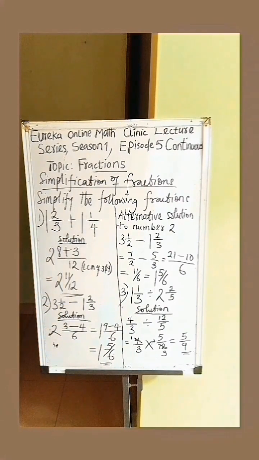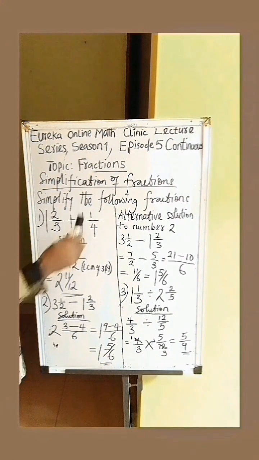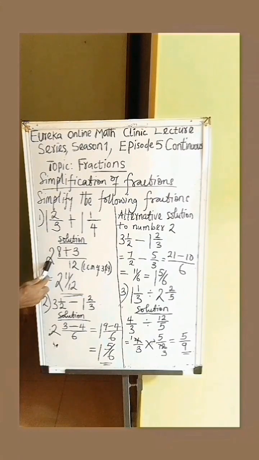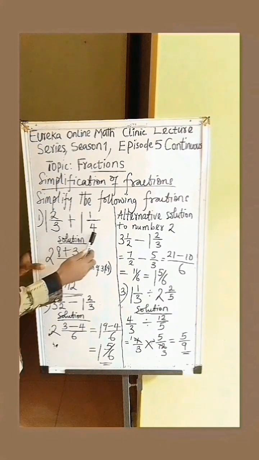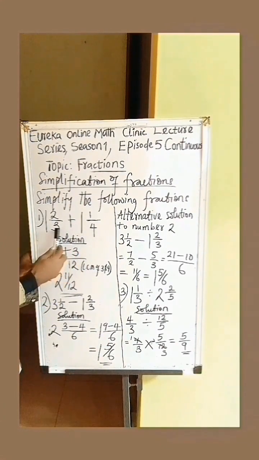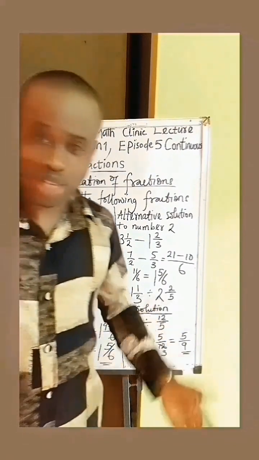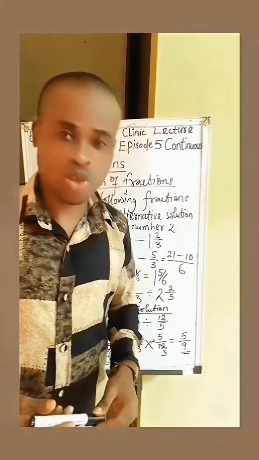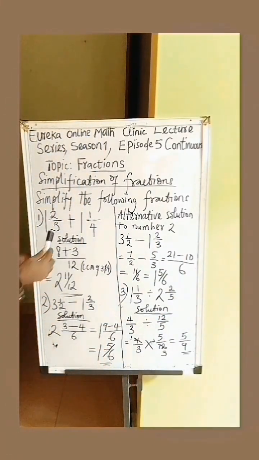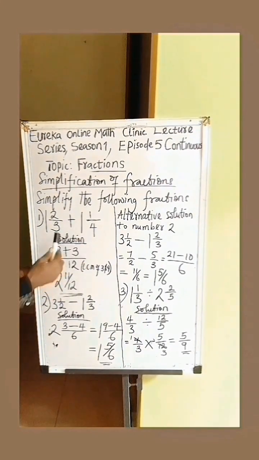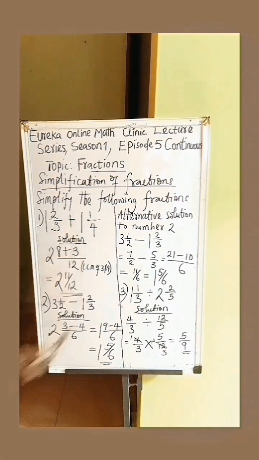Now, the first thing to do is sum the whole numbers. So we have 1 plus 1, we have 2. Then the next thing to do is you find the LCM of the denominators. So 3 and 4, you find the LCM of 3 and 4. And good enough, we've treated the LCM. So you can watch our previous videos for the lectures on LCM and HCF. Now, the LCM of 3 and 4 is 12.